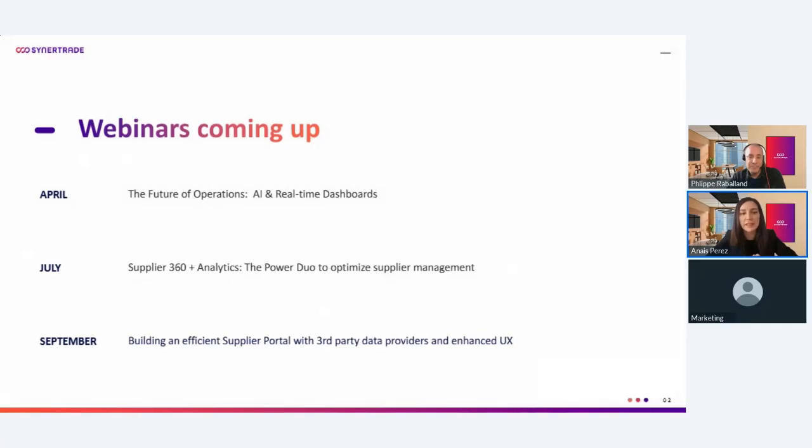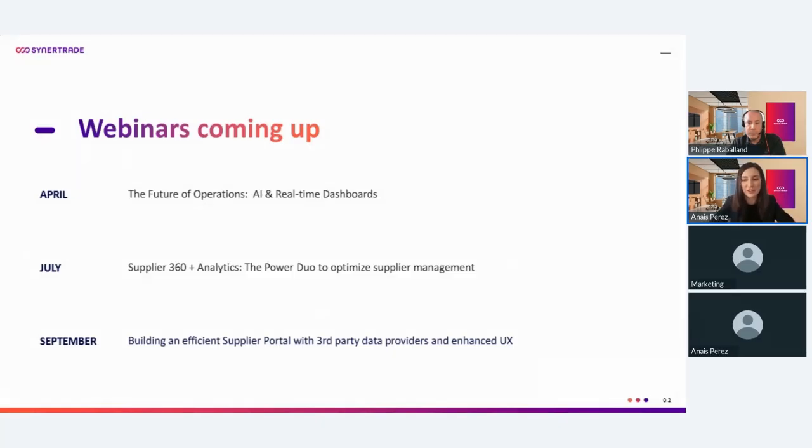In April, we discussed the future of operations, how we were improving efficiency for procurement teams with AI and real-time dashboards. Today, we'll be talking about why and how we optimize supplier management, how we can do it with Supplier 360 and analytics. And in September, we'll do the last one in this series, about how we build an efficient supplier portal and how we work with partners and a good UX to improve that.